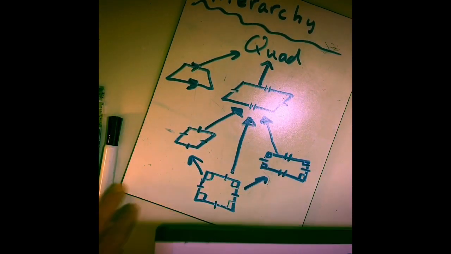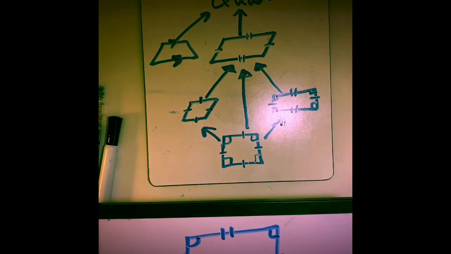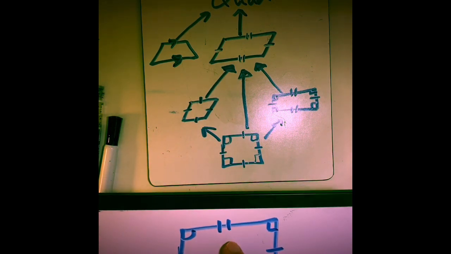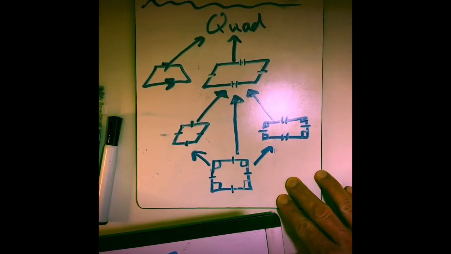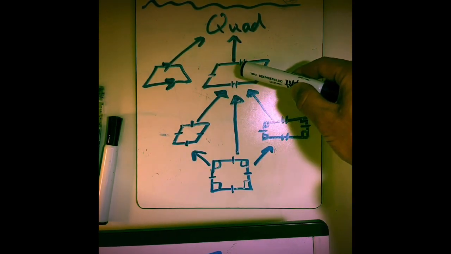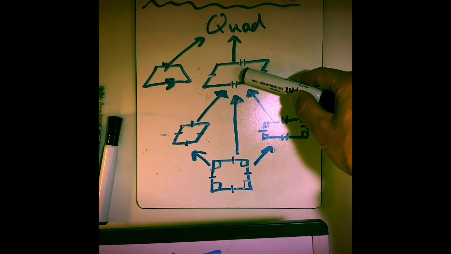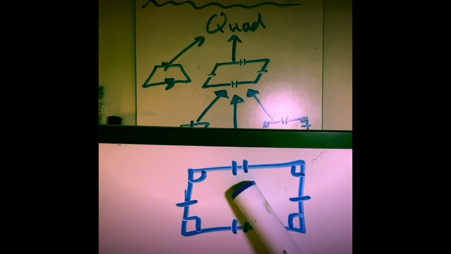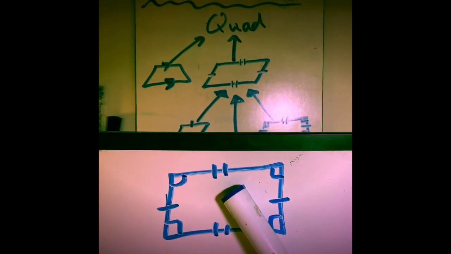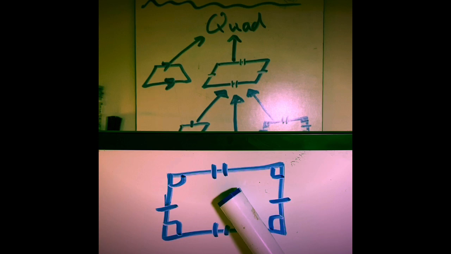Let's see, my shape is a rectangle. So if I wanted to classify this shape, it's obviously a rectangle. So if I find rectangle on my chart, rectangle goes up to a parallelogram, and it also goes up to a quadrilateral. So this shape has 3 names: a rectangle, a parallelogram, and a quadrilateral.